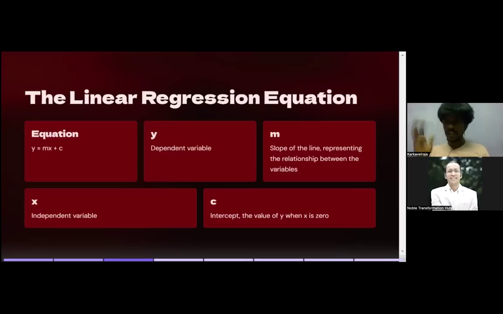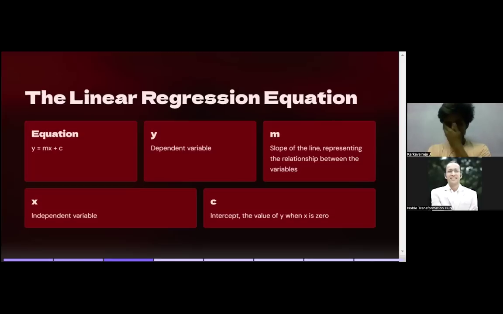Whenever you are thinking about the linear regression algorithm, you just need to think of y is equal to mx plus c. That's it, where y is the outcome, x is the input, m is the slope, and c is the intercept. That's all about this linear regression equation. Yes sir, over to you.